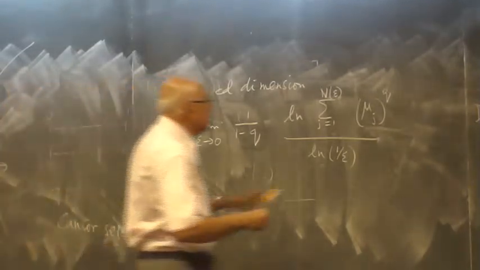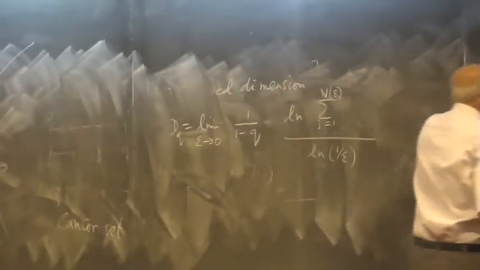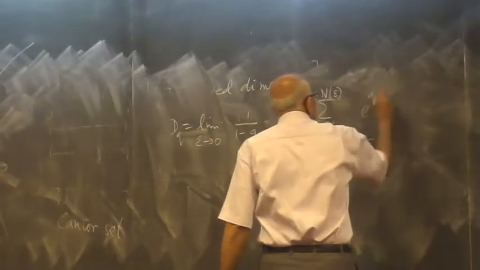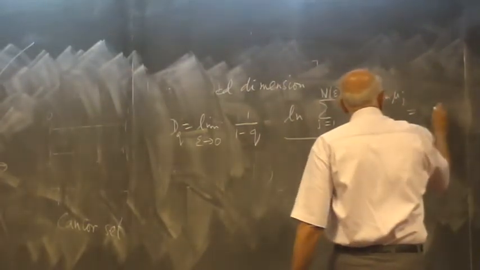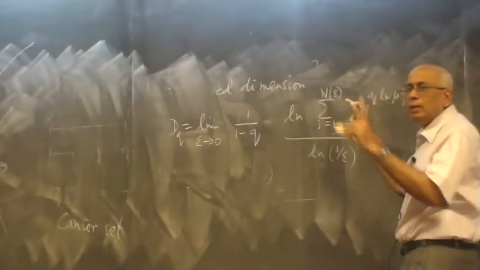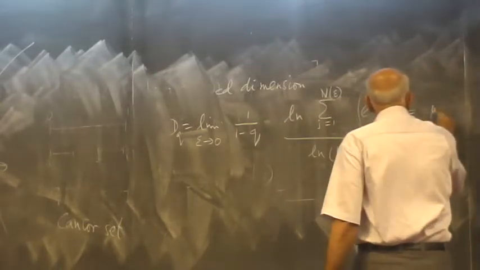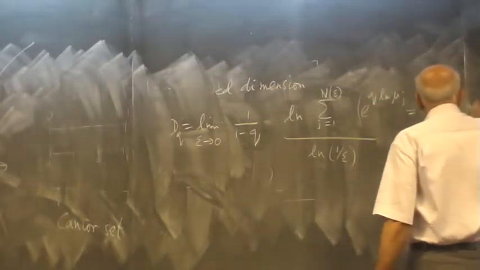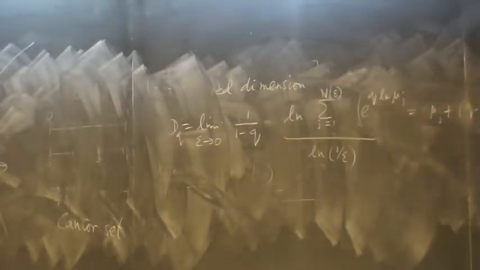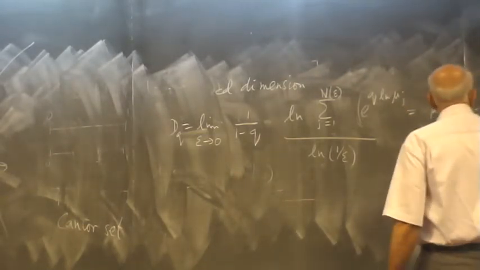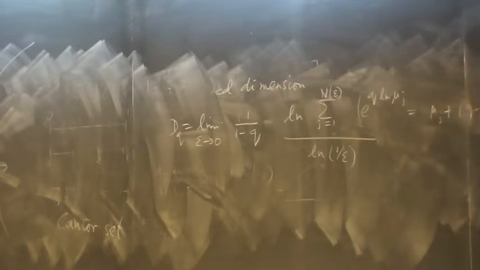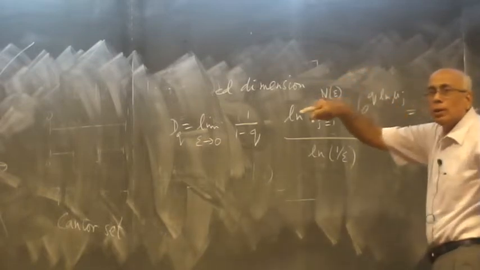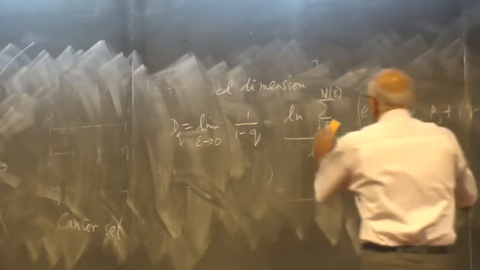So let's do that. I'll write mu_j to the q as e to the q log mu_j. Taylor series about q equal to 1: that's mu_j itself, plus (q minus 1) times the derivative of this with respect to q, which gives you a log mu_j. So you have mu_j log mu_j, plus order (q minus 1) squared, etc. And now I have to put in the summation and then do a log. So I put the summation here and I get a 1.